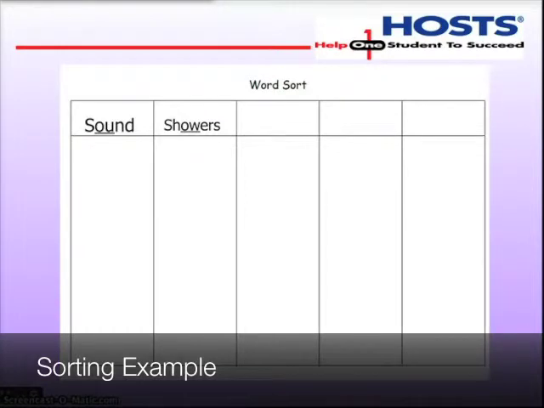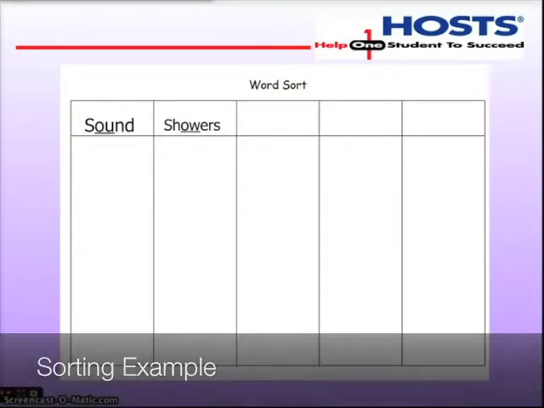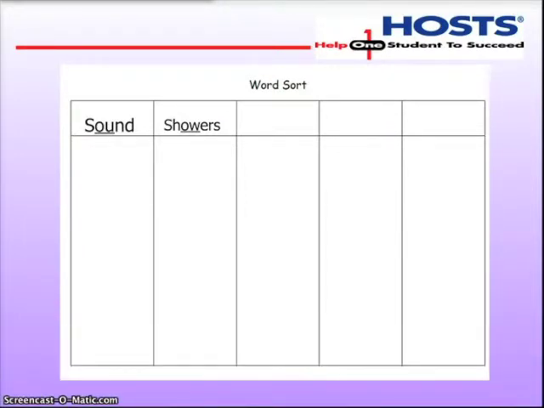As I look over my words, I see words that have an OU vowel combination. That sound makes ow. I'll put the word sound as one of my headings. The word showers also makes an ow sound, but different letter combinations stand for the sound. I'll make those my 2 headings and look for other words that follow that pattern.